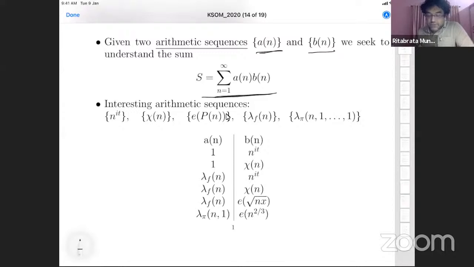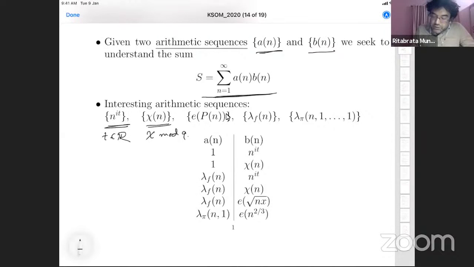The interesting arithmetic sequences that we'll be looking at are the following. So one is the very simple thing, which is n to the power it, where t is some real number and n is varying. So t is fixed, possibly large, and n is varying. Or you can look at the sequence of chi(n). So this is something periodic where chi is a Dirichlet character modulo some modulus say q, and so it's periodic modulo q, and these chi(n)'s are lying on the unit circle.